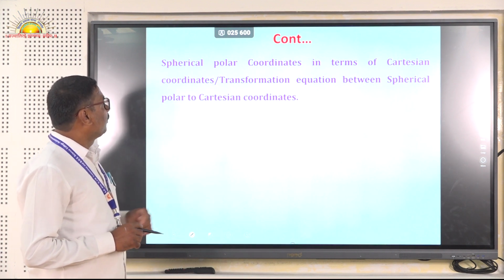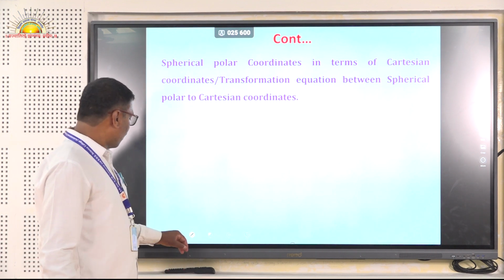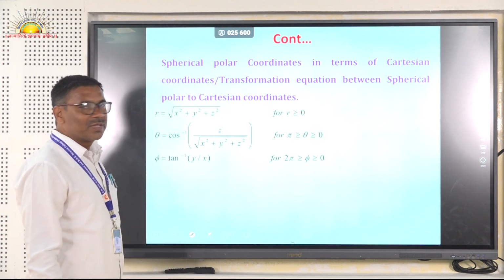Now the transformation equation from Cartesian to spherical polar coordinates. For that, first, r is equal to the square root of x square plus y square plus z square.